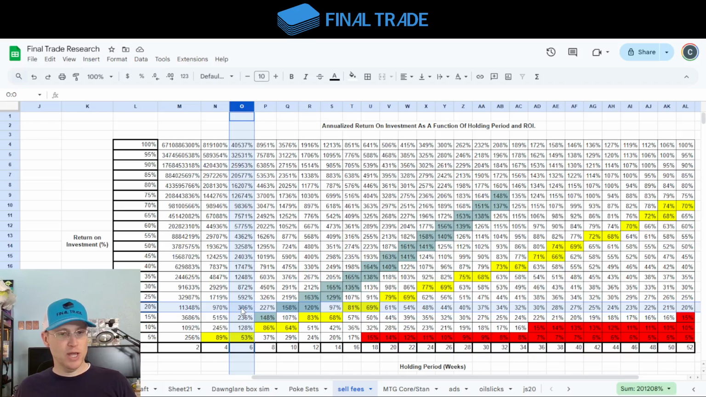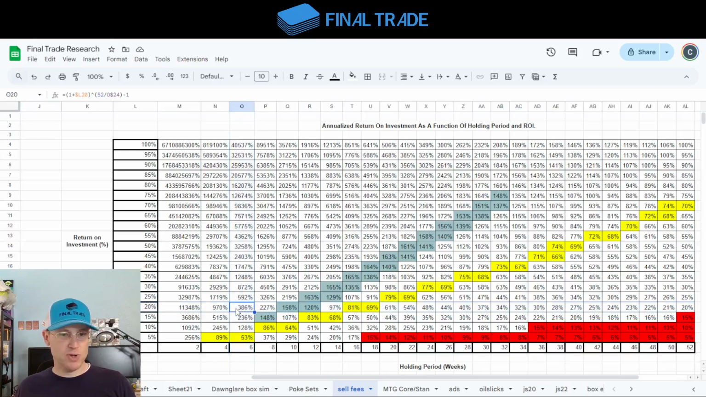Well, then my annualized return on investment was 386%. So if I started with $100 at the beginning of the year and then I did this all year long, at the end of the year, I would have the original $100 still, and I would have $386 additionally.